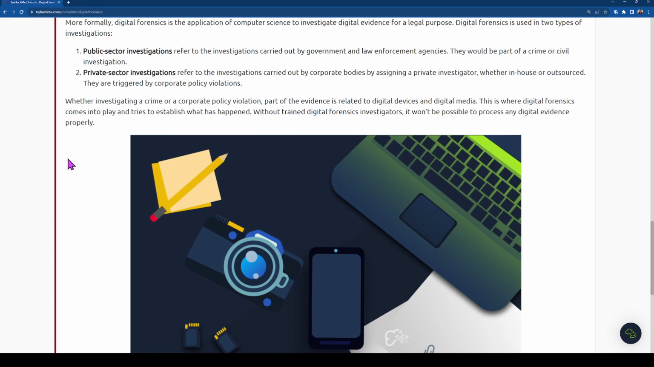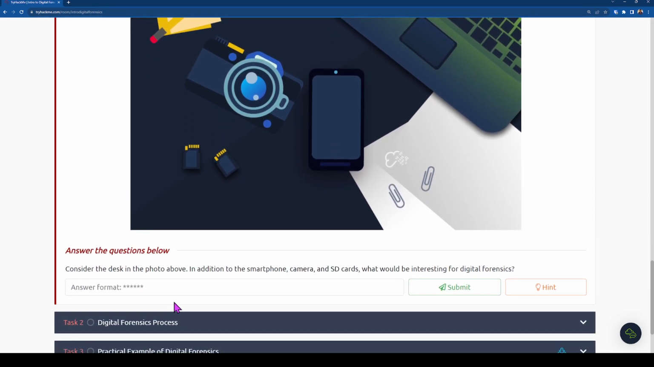Whenever investigating a crime or a corporate policy violation, part of the evidence is related to digital devices and digital media. This is where digital forensics comes into play and tries to establish what happened. Without trained digital forensics investigators, it won't be possible to process any digital evidence correctly. Consider the desk in the photo above. In addition to the smartphone, camera, and SD card, what would be interesting for digital forensics?